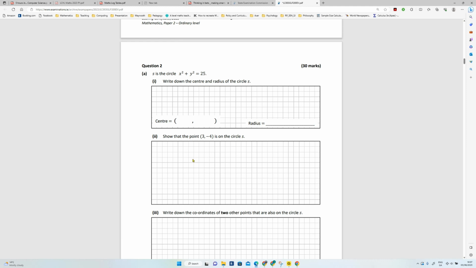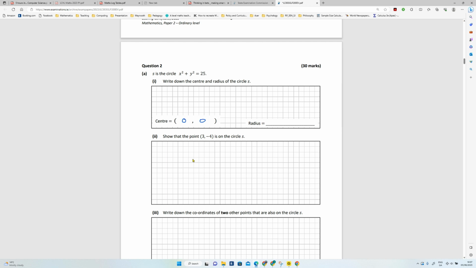Question 2. S is the circle x squared plus y squared is equal to 25. Write down the center and the radius of the circle S. Okay, so there's nothing additional here, no x plus 4 or x minus 4, anything like that. So this is actually centered at the origin.